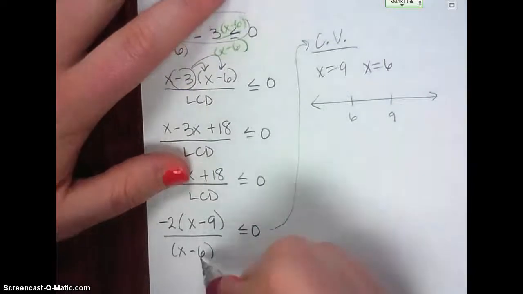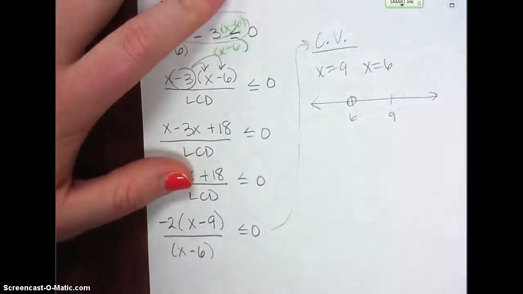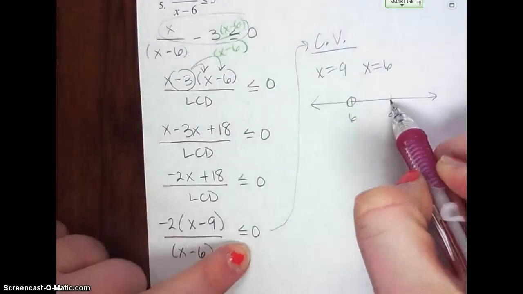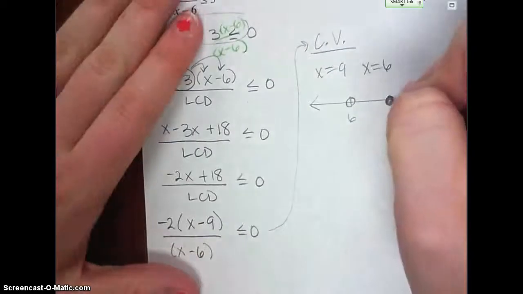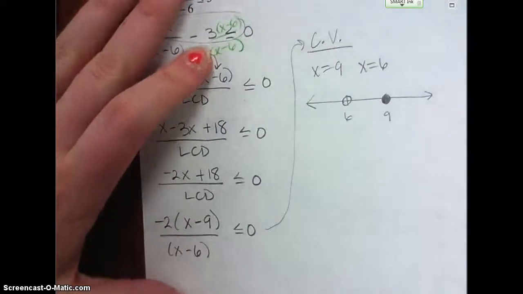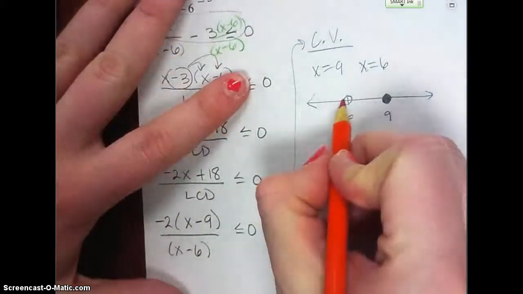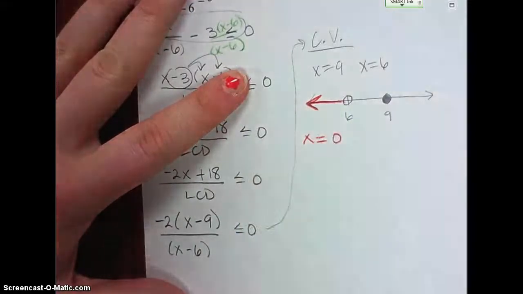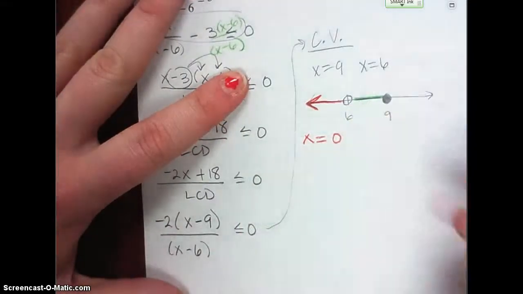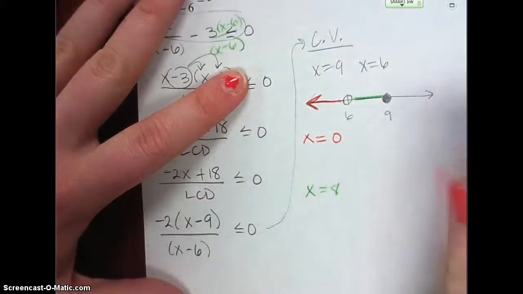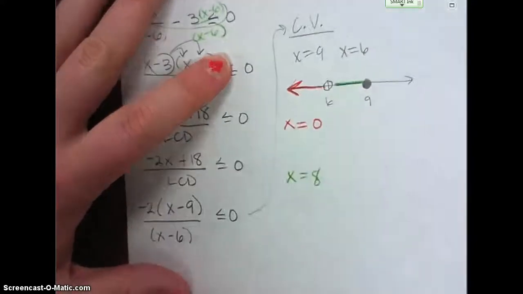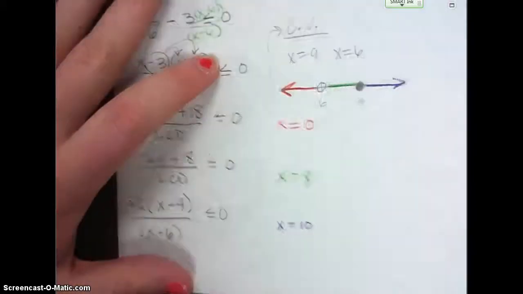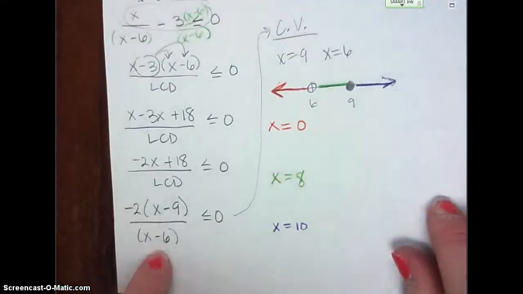Now we got 6 from the bottom, which is going to be an open circle, always, from the bottom. And we got 9 from the top, so I look at the sign. It's equal to, so I'm going to put a closed circle. So we need to test a number. So we want to test a number less than 6. So I'll pick 0. I want to test a number in between 6 and 9. So I'll pick 8. And I want to test a number to the right of 9. So I'll pick 10. Okay, we're going to plug that into this simplified part right here.